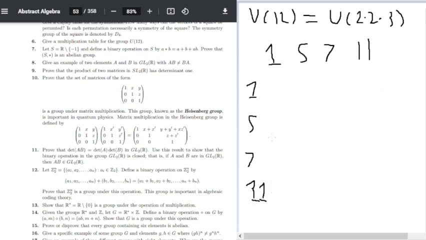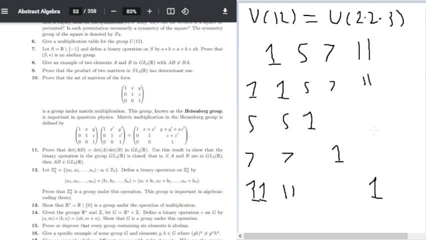So we need to simply just compose everything and see what we get. So 1, 5, 7, 11. 1, 5, 7, 11. So 5 times 5 equals 25. 25 minus 24 means it's congruent to 1. 7 times 7 equals 49 minus, well, 48. 48 is congruent to 0 minus 12 is equal to 1. It seems like also if we multiply 11 by 11 and we subtract 12 enough times, it's also equivalent to 1.